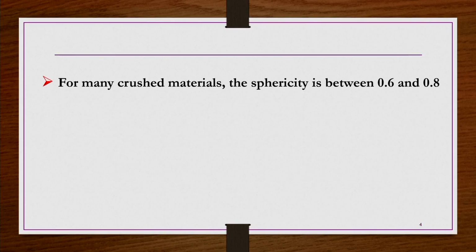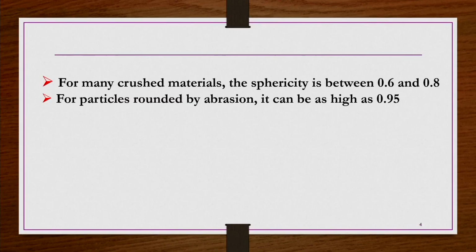So, then it is going to be very difficult to measure the sphericity, but there are a few methods that we can find out theoretically, and also from the experimental methodology. In general, many crushed materials have a sphericity between 0.6 to 0.8, but in crushing there is abrasion while they are transported from one process to the other. A sufficient degree of abrasion takes place. Because of the abrasion, particles may become more or less rounded, so for those particles the sphericity can be as high as 0.95.